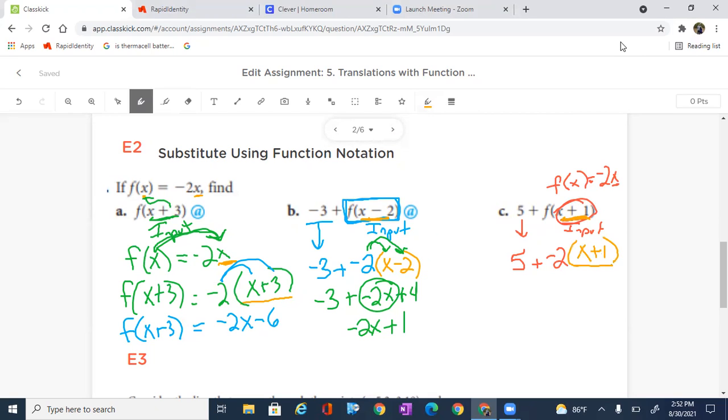Okay, and from here, I am just simply going to simplify everything. So 5 plus negative 2 times x is negative 2x. Negative 2 times 1 is negative 2. And then I'm going to combine like terms. So 5 and negative 2 is 3. And then I have the negative 2x plus 3. And we have now taken new inputs and substituted them into a function using function notation.